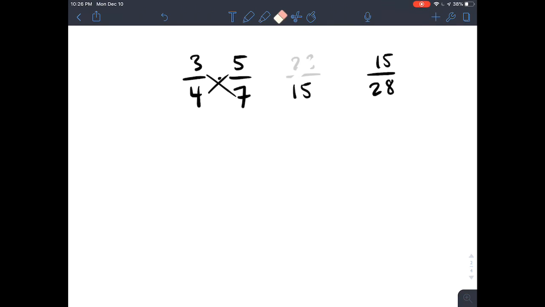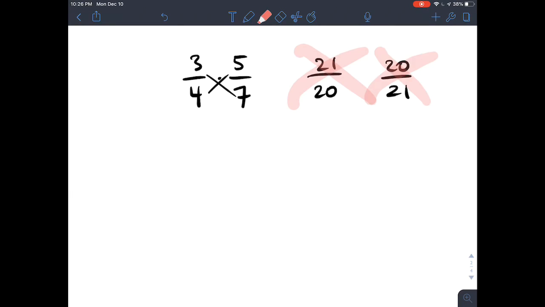Or sorry, my bad. You would either get 21 over 20 or 20 over 21, both of which are just not even close to being the right answer. Okay, so these are not right.